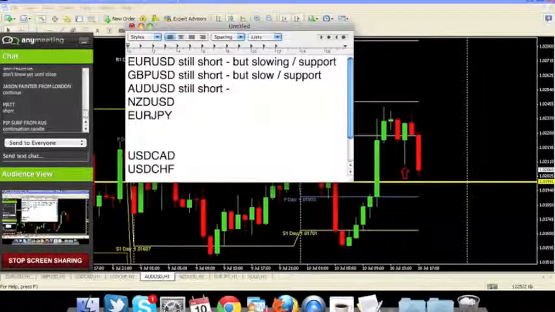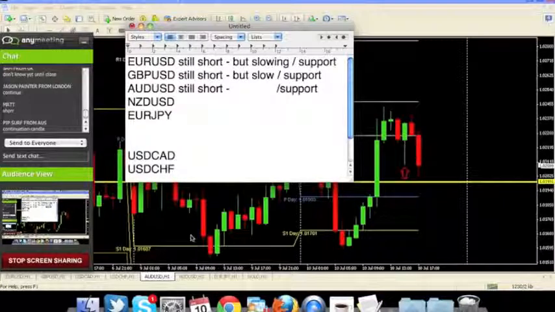No indication of slowing down, because take a look at the tail on the bottom. It's not that big compared to the tail on top. I mean, it's okay, but it's not strong like the others. So we have still short and support. Okay, so chances of Aussie dollar continuing short is still high.